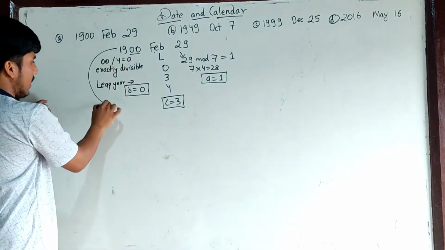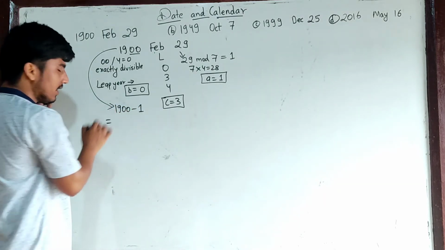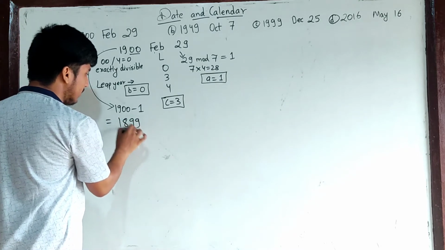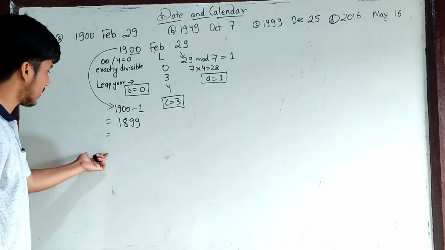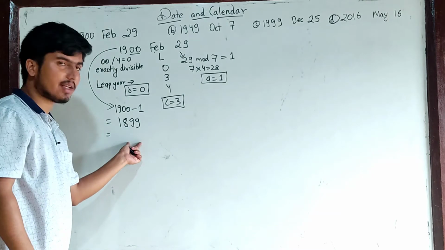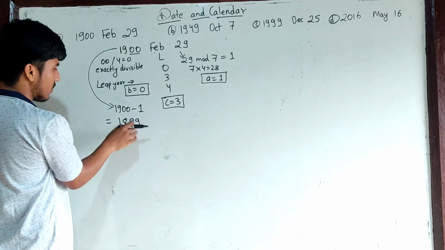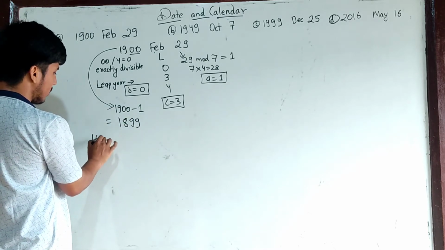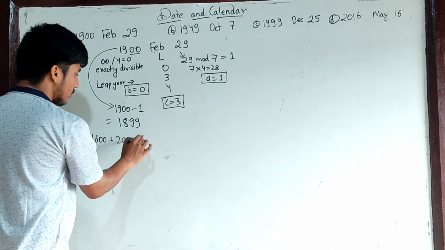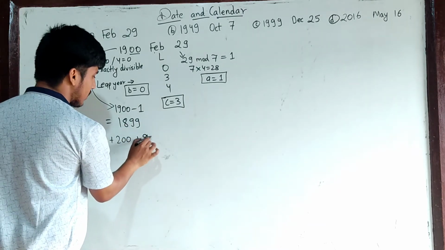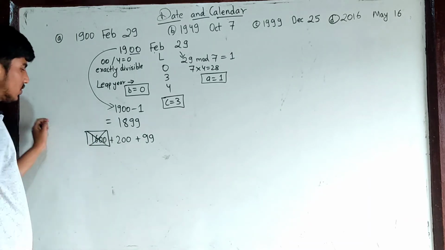Now we move on to the year part. For that we must subtract 1 from 1900. This will give us 1899, right? And then we break this 1899 apart into some century leap years, some century years and the remaining years. So the century leap year that is closest and just below 1899 is 1600. Now to make it 1800 we have to add 200, that is 2 centuries, plus remaining years is 99. We completely ignore the century leap years, right, because the code for them is 0.